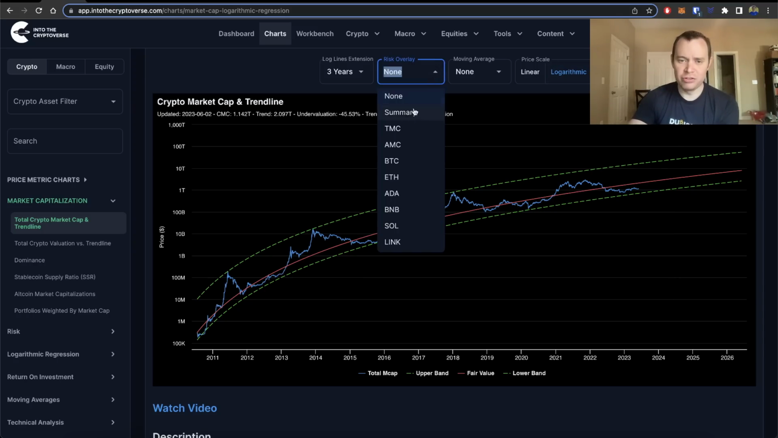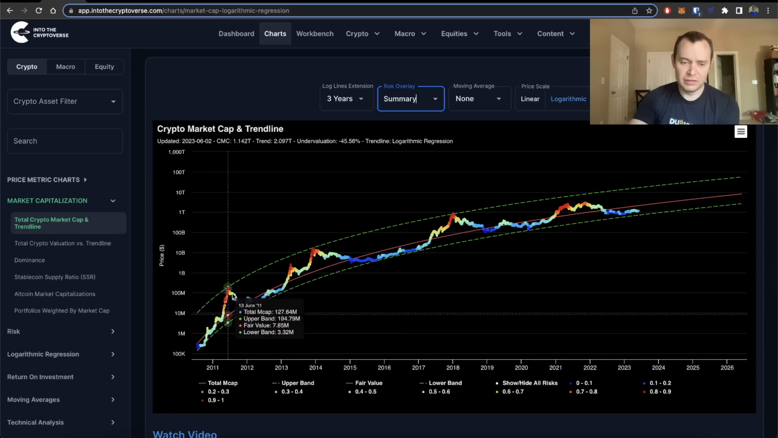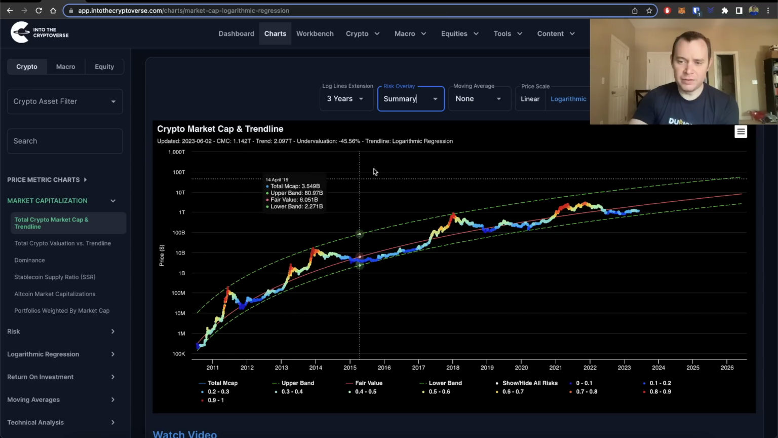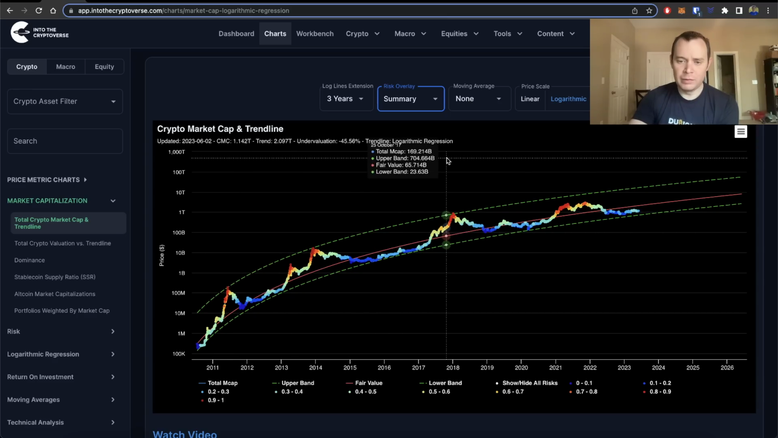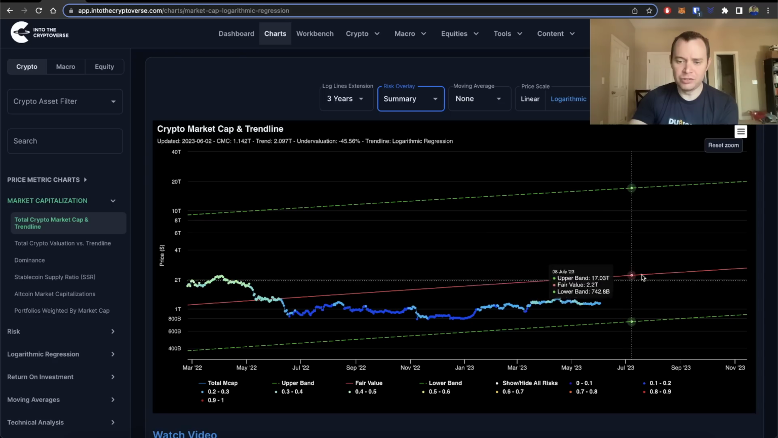The last thing I want to show is the summary risk metric overlaid on this total market cap regression trend line and everything. And you can kind of see the ebb and flow from periods of overvaluation to periods of undervaluation, right? And we're just in a period of undervaluation right now.